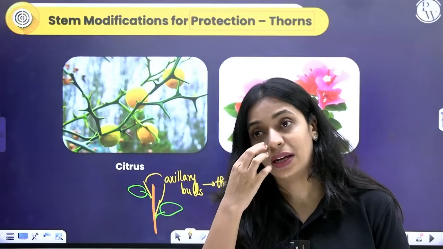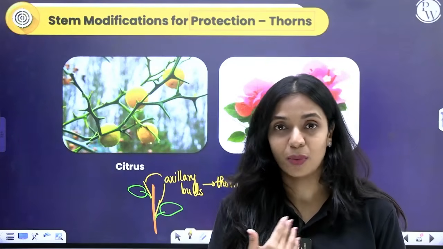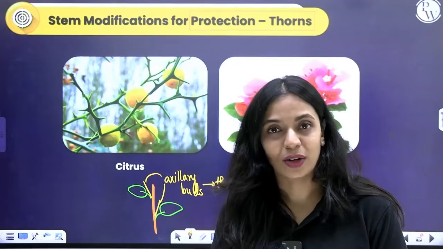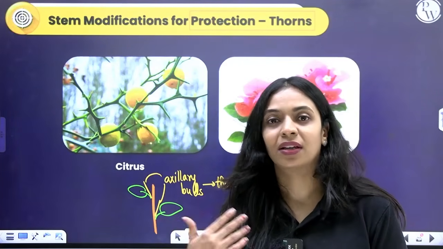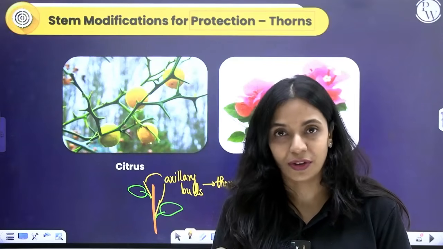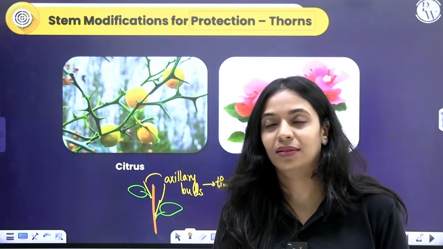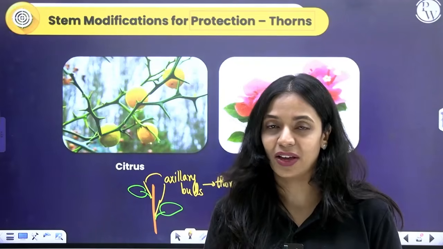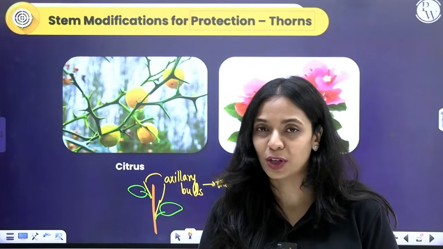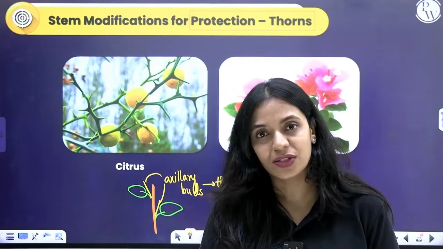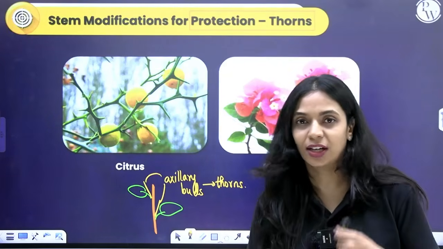You know, when a tiger is chasing a deer, the deer is an animal, it can move, it can run away and escape. But plants cannot escape from herbivorous organisms. That is why they will develop and evolve certain modifications, certain adaptations will happen, which will increase their chances of survival and protect from herbivory. Over here, protection from herbivory is happening. Along with that, the presence of thorns will also reduce the rate of transpiration and help in water conservation.